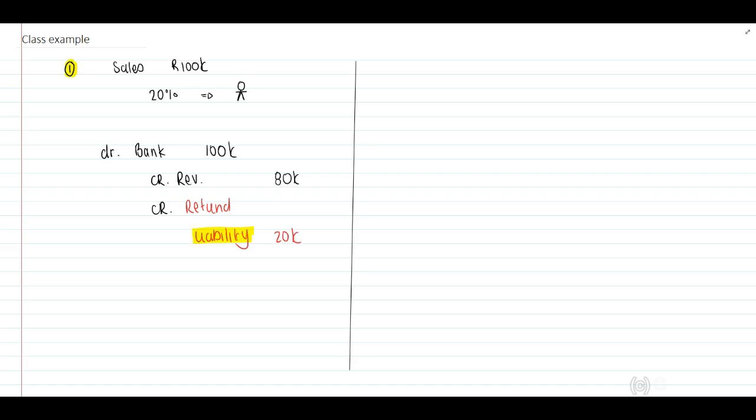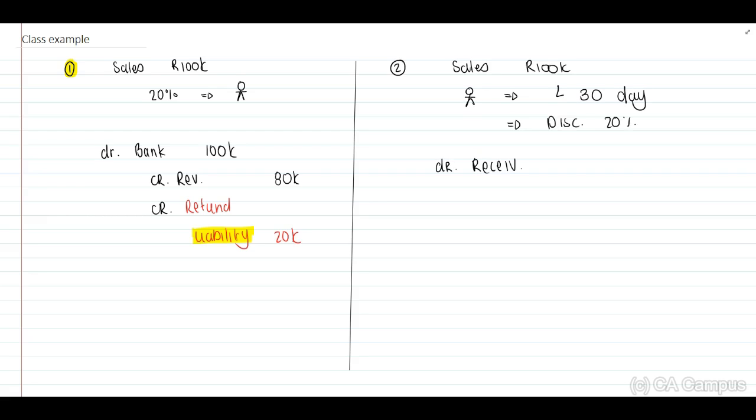Now, our next scenario, we recognized sales to the value of 100,000, and we indicate to our customer that if they pay us within 30 days, they will receive a discount of 20%. Now, guys, how do we know if they are going to pay us within 30 days? We don't know. Now, what is our journal entry? We will debit our receivables with 100,000. We will credit our revenue with 100,000.